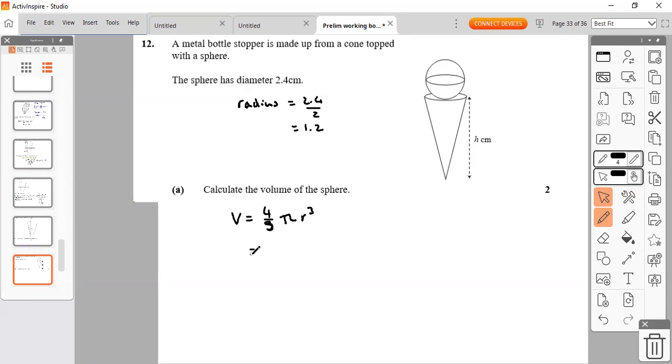So volume of the sphere, putting that in, is 4/3 multiplied by pi multiplied by 1.2 cubed. And it's just a case of putting that in your calculator. It's 7.24. And remember, the units will be centimeters cubed. If it's a 3D shape, remember it's cubed, there's a wee 3 above it. That is worth 2 marks.